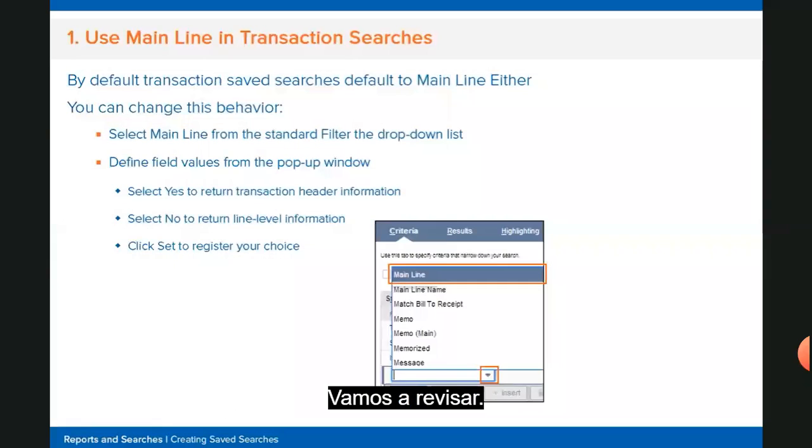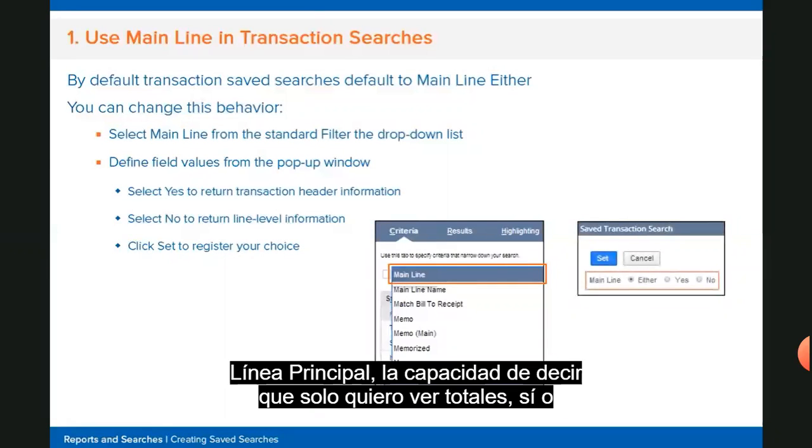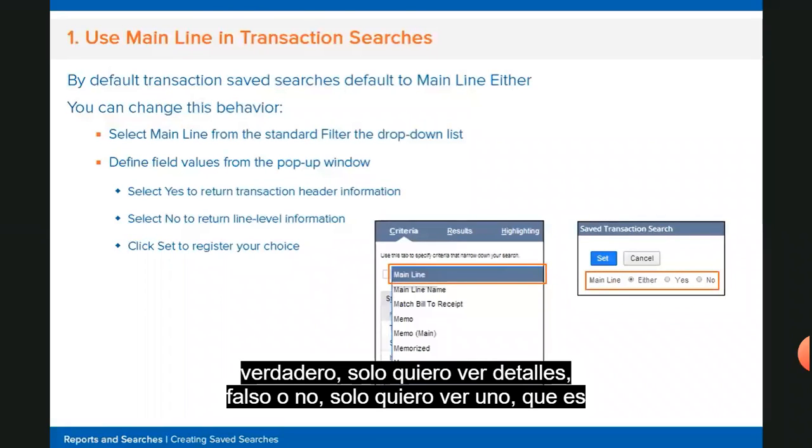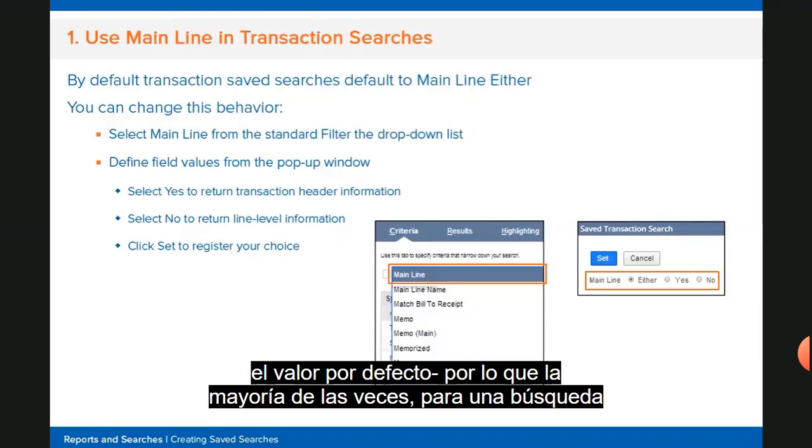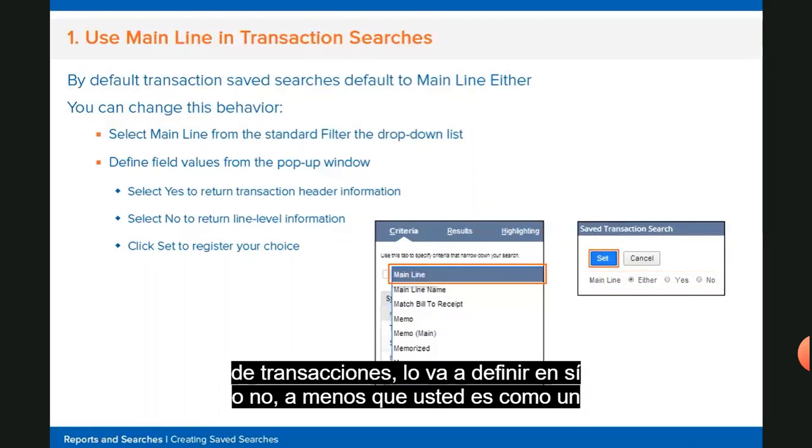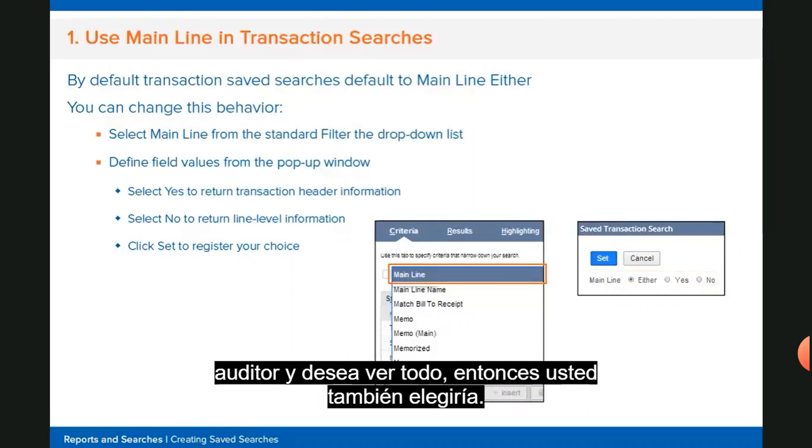Let's review. Mainline, the ability to say I only want to see totals, yes or true. I only want to see detail, false or no. I only want to see either one, which is the default. So most of the time for a transaction search, you're going to set it at either yes or no. Unless you're like an auditor and you want to see everything, then you would choose either.